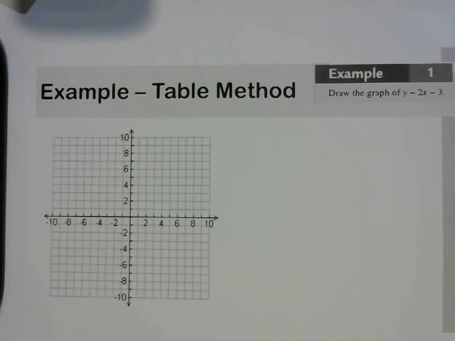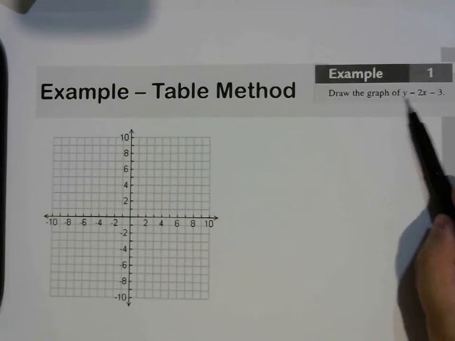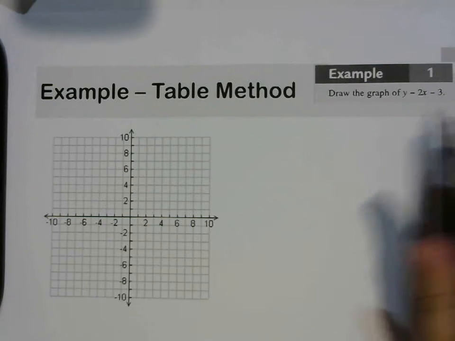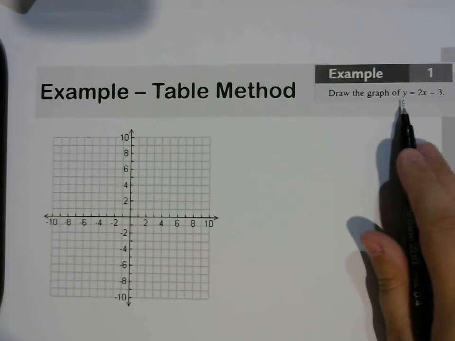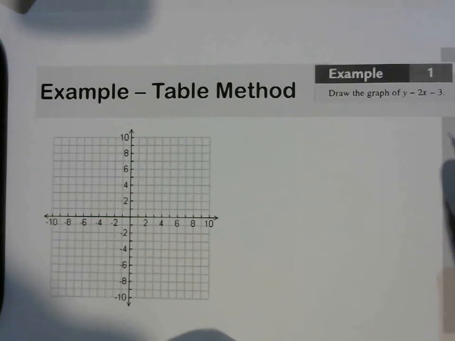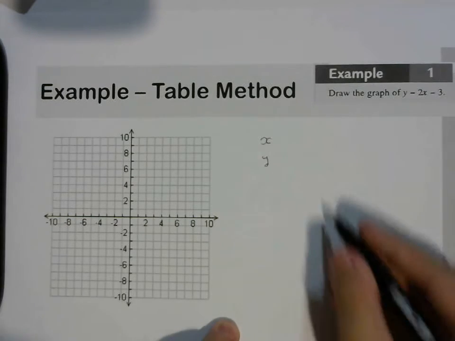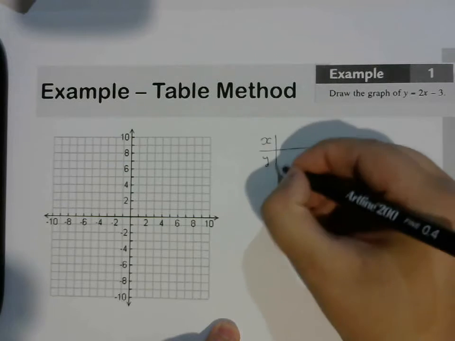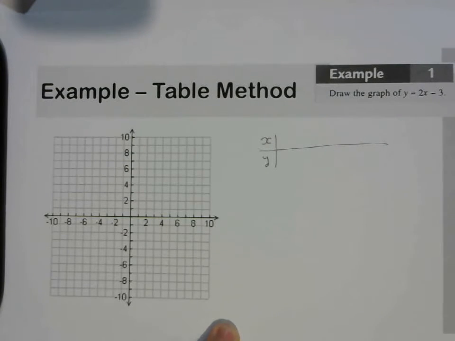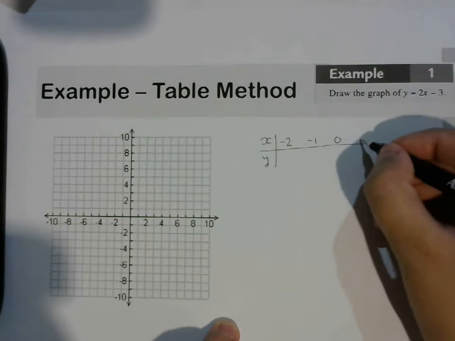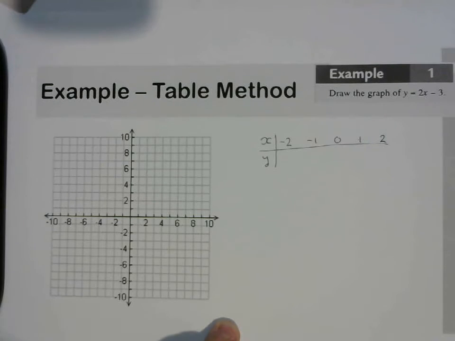So here is my equation. We've got y equals 2x minus 3. Now in the table method we're going to choose some x values and calculate the y values corresponding to those. So I'm going to start by drawing up a table. I'm going to put x up the top, y down the bottom. I'm going to draw some lines, and I'm going to pick some x values. Now it doesn't really matter which values you choose. I'm going to choose -2, -1, 0, 1, and 2 because they're easy.